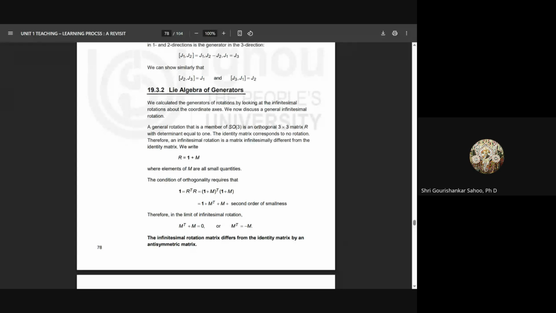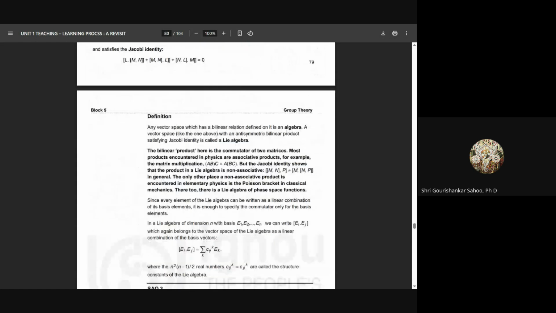And the infinitesimal rotation matrix differs from the identity matrix by an antisymmetric matrix. By an antisymmetric matrix. So you can see here, I think I am audible.